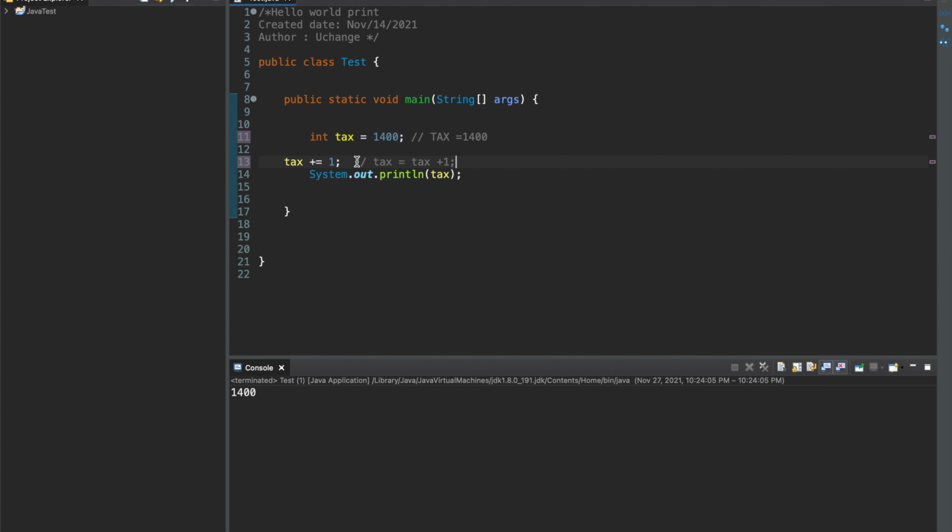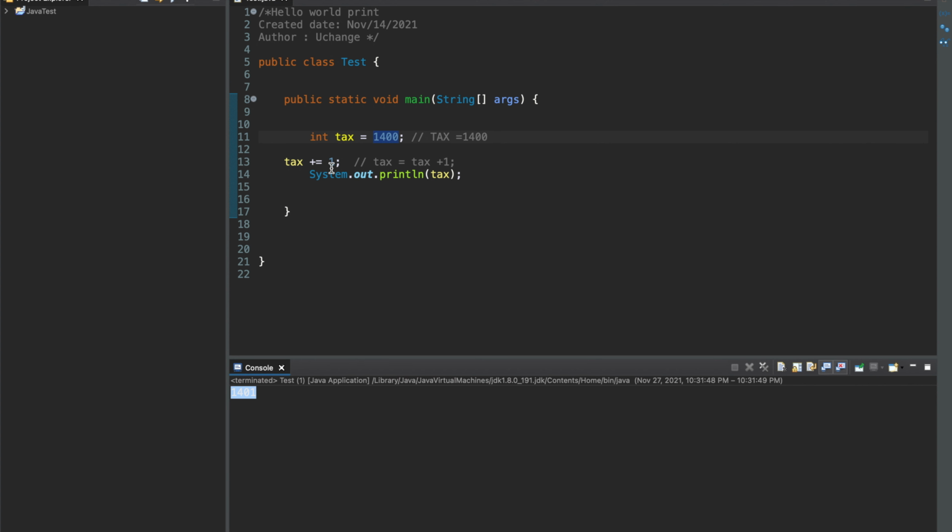So let's see whether I'm saying right or not. As you can see here, it says 1401. Whenever it says plus equals to, it means equals the same initial value plus 1. So that is what it is going to do. It found 1400 in place of this, and then it went ahead and found 1 to add to it. And that's how the new value of tax is 1401.